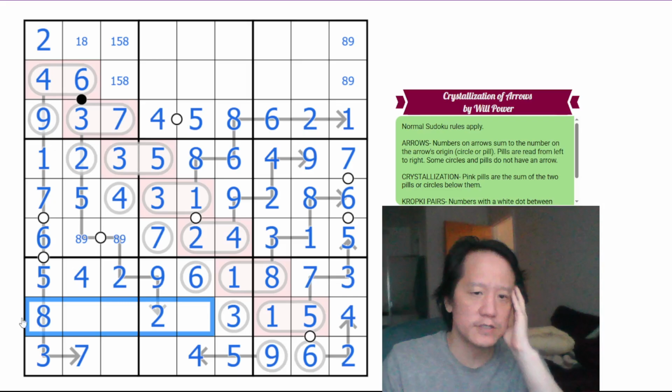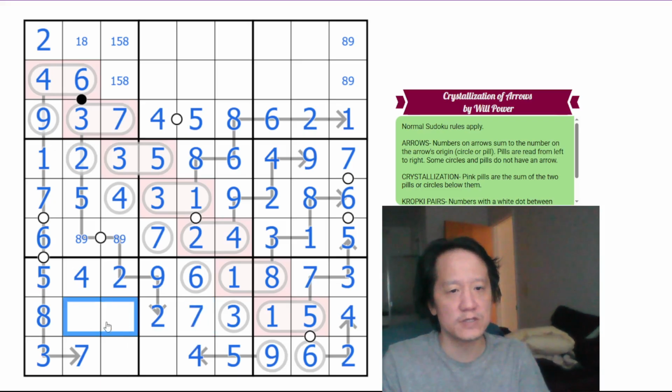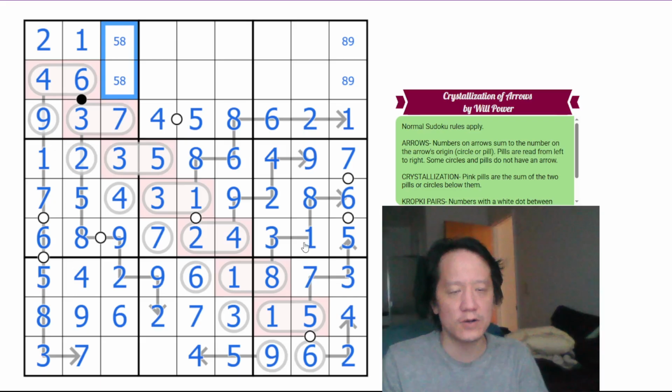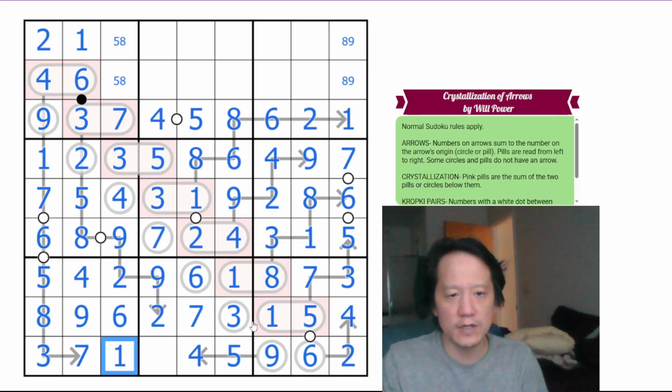Okay, remaining digits in row 8 are 6, 7, and 9. This can't be 6 or 9, so this is 7. This has to be a 6, 9 pair. 6 can't be here because of the 6 in the column, so this is 9. This is 6. 9 eliminates 9 here, so it's 8 and 9. 8 eliminates 8 here, so this is 1. These can't be 1 here. This must be a 1 here.